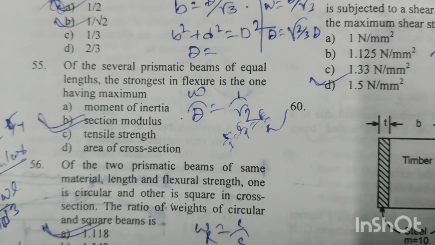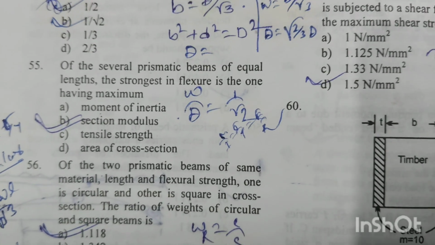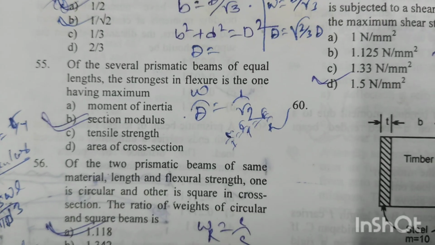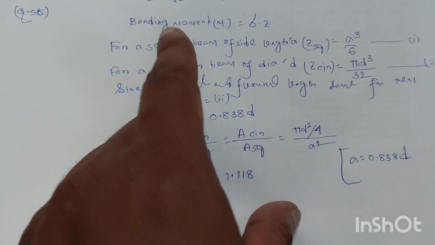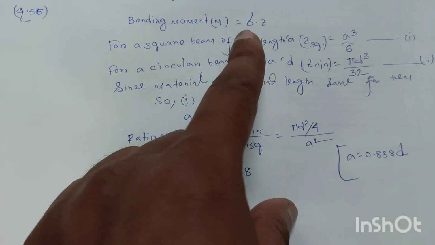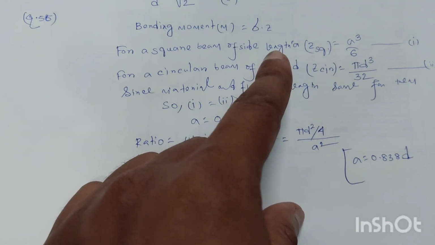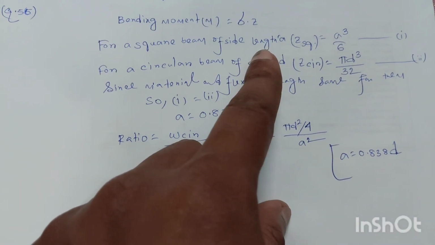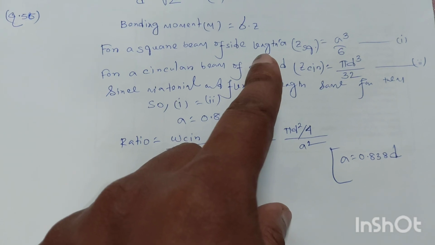Of the two prismatic beams of same material, length and flexural strength, one is circular and the other is square in cross section. The ratio of weights of circular and square beam is? We know the formula, bending moment M equals sigma into Z. Sigma is the bending stress and Z is the section modulus of the beam. For a square beam of side length A, section modulus Z will be A cube by 6. That is equation number 1.